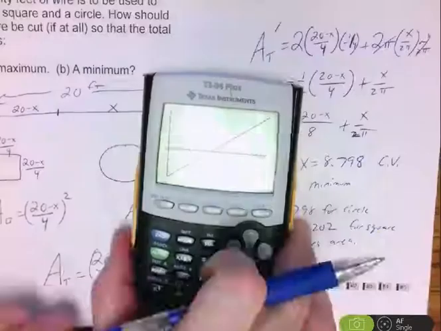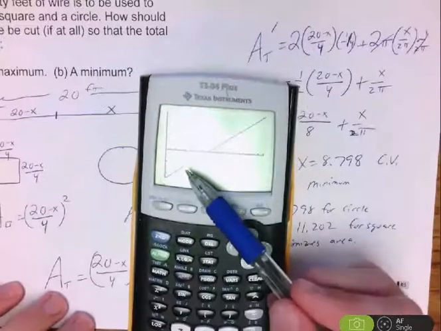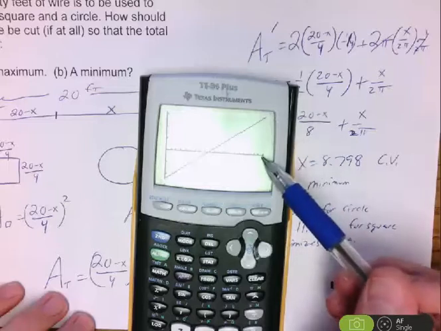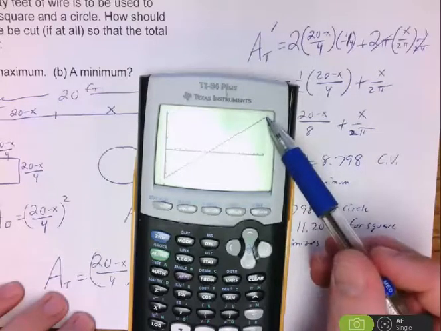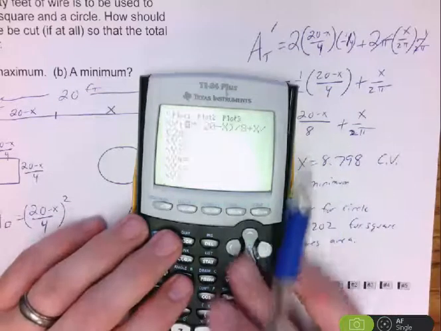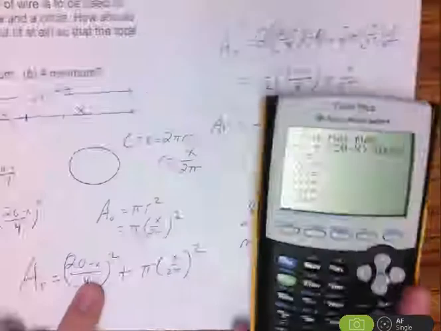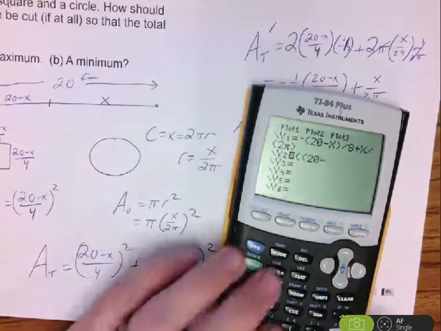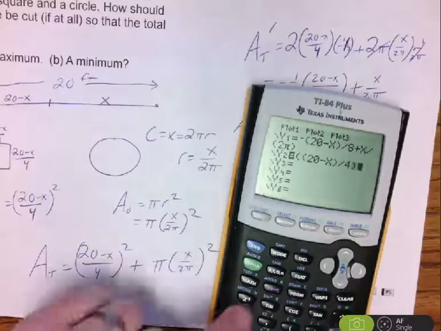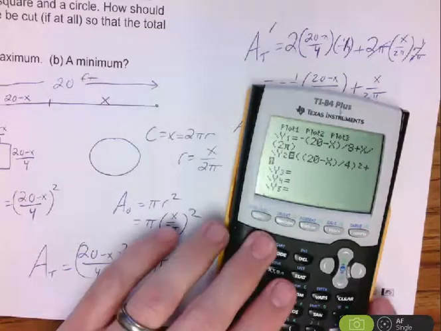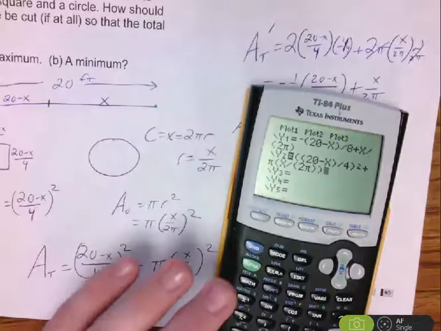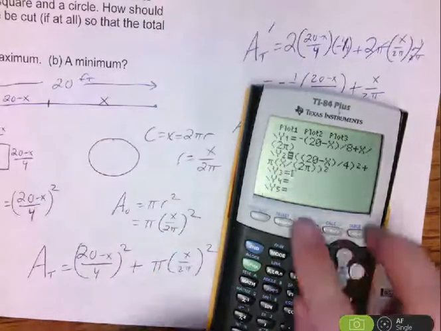From here it looks like your first derivative is negative and then it's positive and then it just stays positive forever. So it looks like if I use x equals 20, I'm going to have the most possible value for my area. Let's graph the original just to confirm that. Let's graph the original equation, which is here. So 20 minus x divided by 4 squared plus pi times x over 2 pi squared. And let's do a zoom fit for that as well.